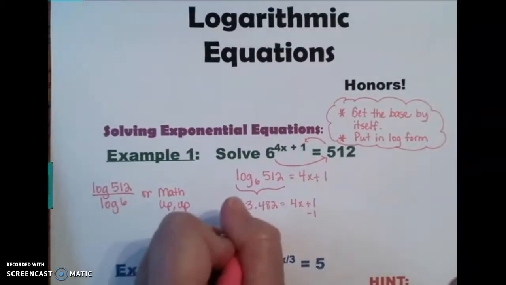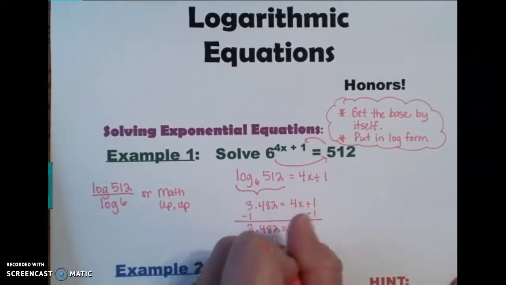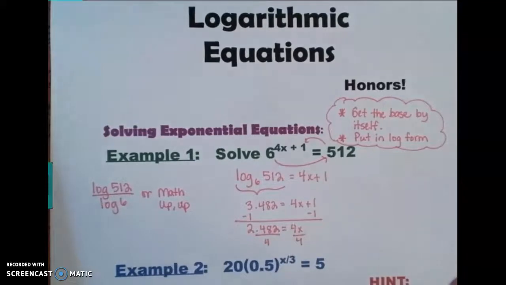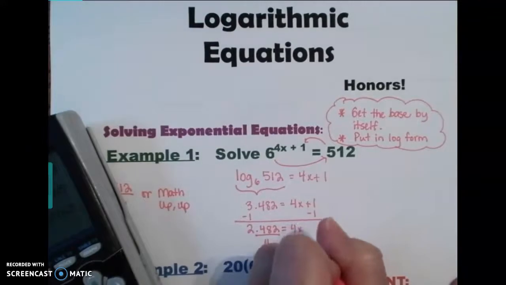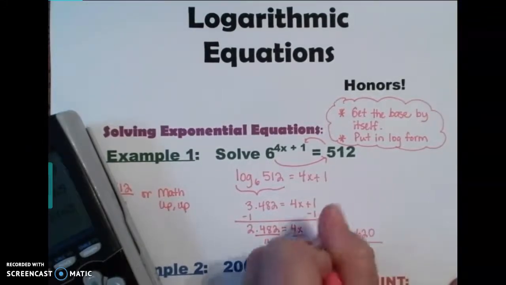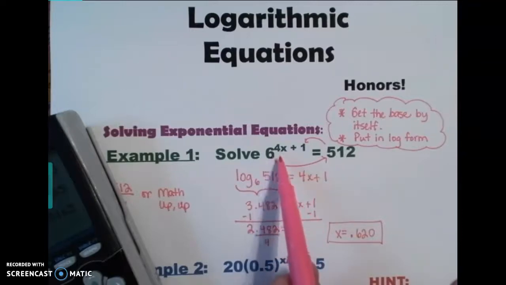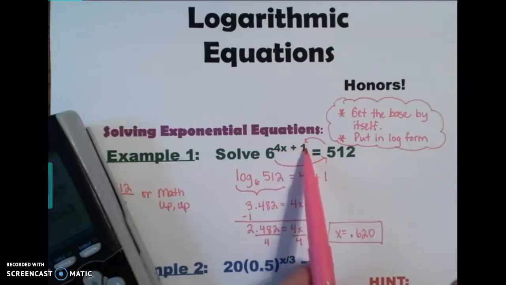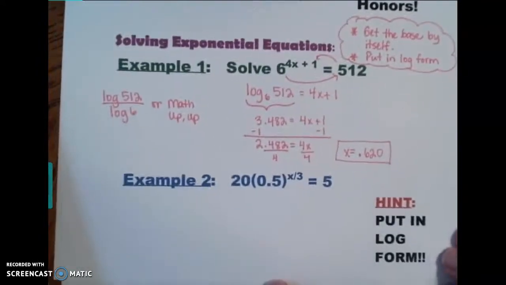So we would subtract our 1, we would divide by 4, so x would equal 0.620 for our answer. And then you always want to just plug back in to check your answer. So you could key in 6 raised to the 4 times 0.62 power plus 1, and it should equal 512. So you can do that part on your own. It's just like any other equation.